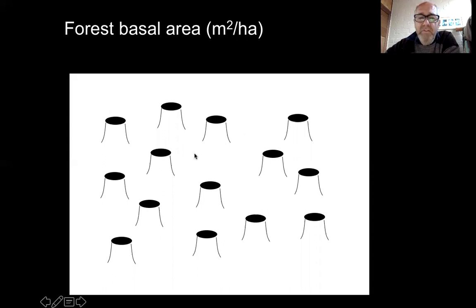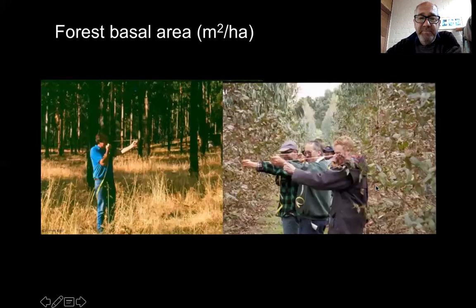It's great because it not only accounts for how many trees there are on that land, but also how big those trees are. Both the number of trees and how big they are affect how much competition there is in that forest, but also the volume, because basal area, as it's related to the volume of a tree, also relates to the volume of the forest.